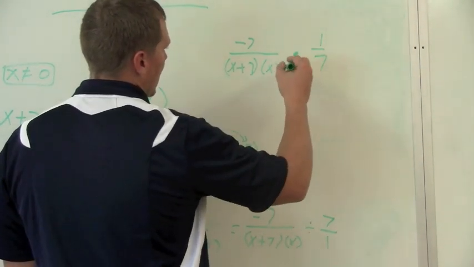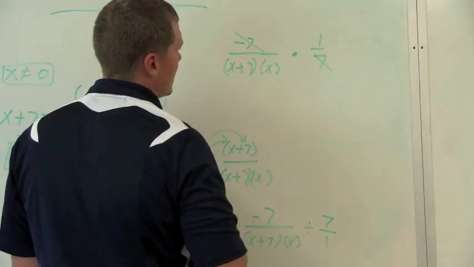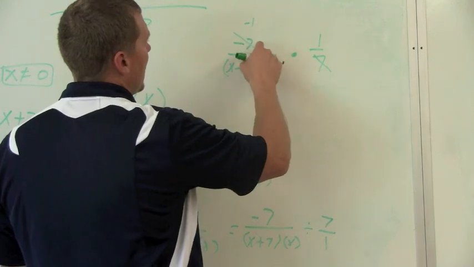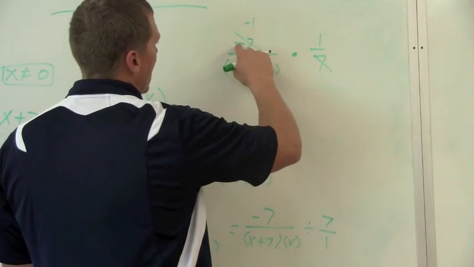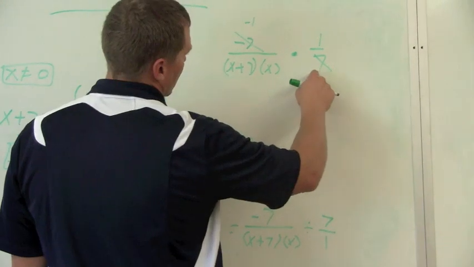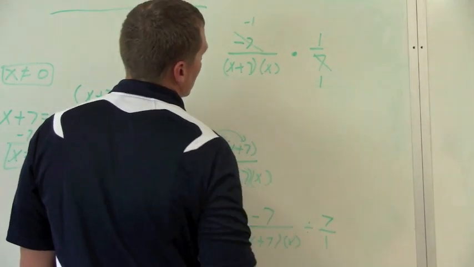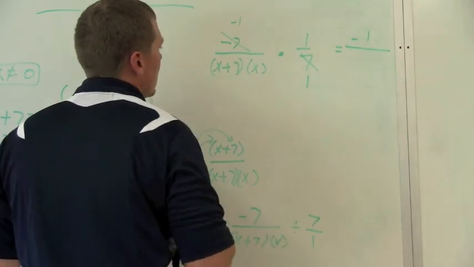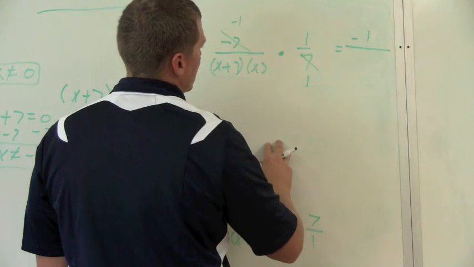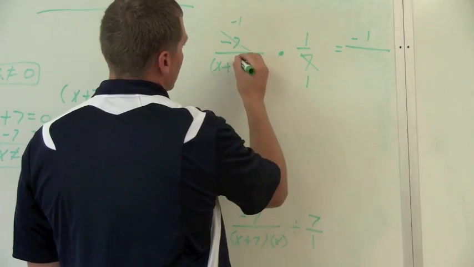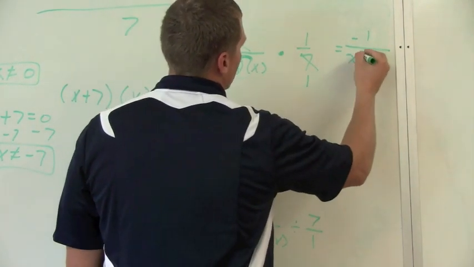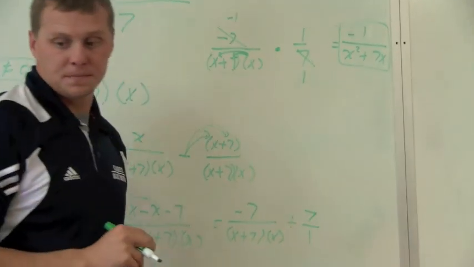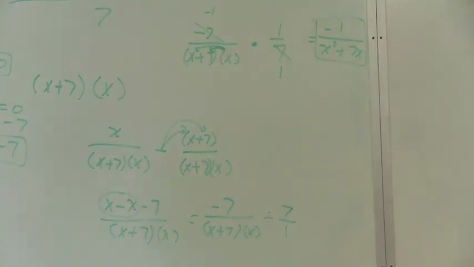Now, can we cancel anything out? Yes, we can. We can cancel out the 7s. That leaves me with a negative 1 here, because you've got to have something hold this spot, and 7 divided by 7 is 1. And since there's a negative, it's a negative. Over here, same thing. 7 divided by 7 is 1. So now, negative 1 times 1 is negative 1. All right, on bottom, this times this is just this. So we can go ahead and distribute that inside to get x squared plus 7x. And then there is my answer, with my two restrictions here.